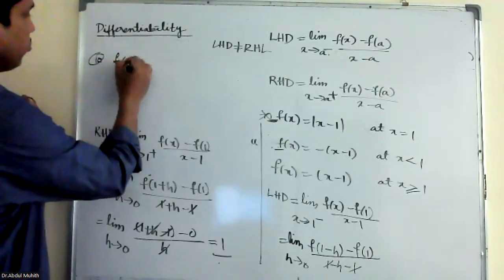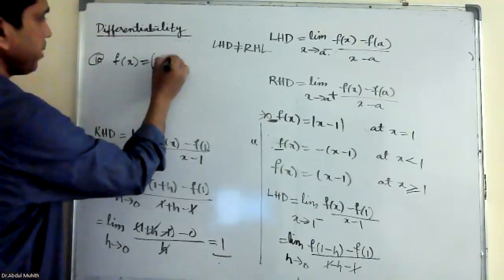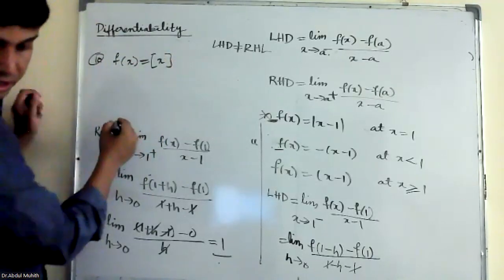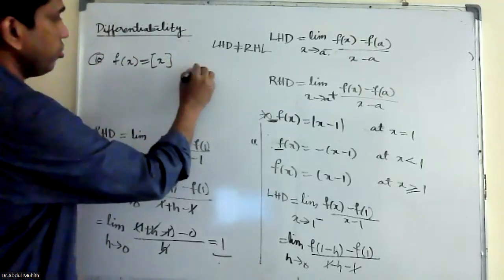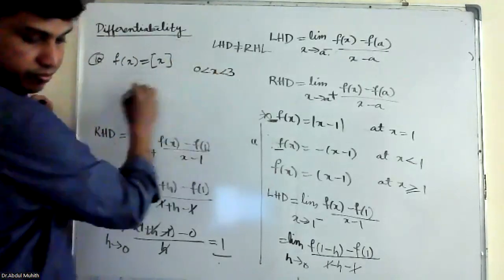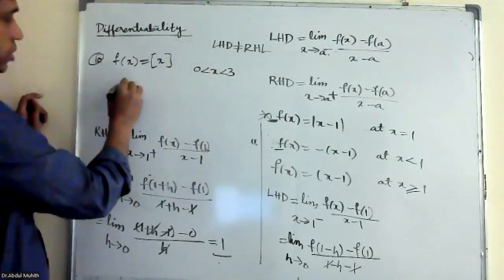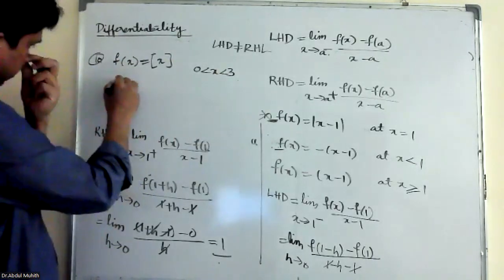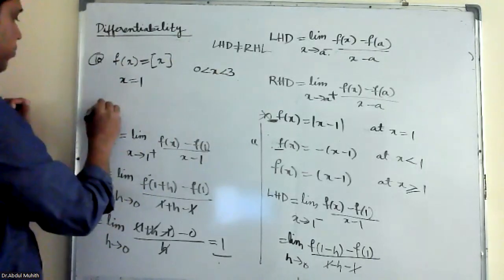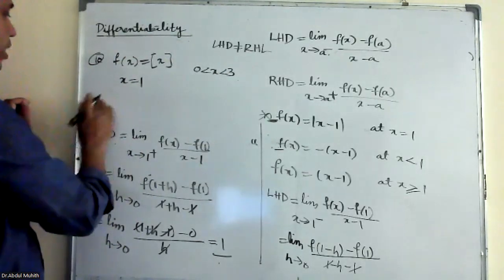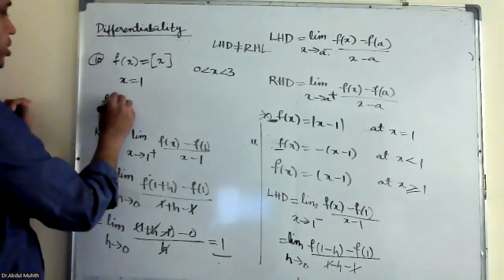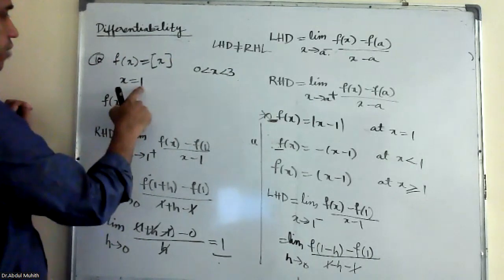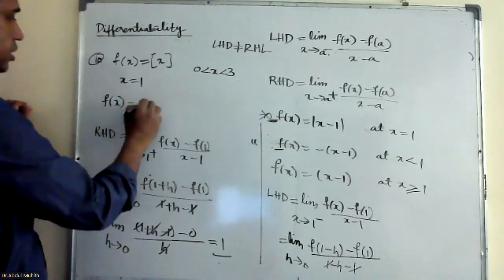This is the 10th question. F of x is equal to what? I'll write only step x for you. Step x means the integer part of x. So 0 less than x less than 3, not differentiable at x is equal to 1. When x is less than 1, f of x is the integer part of x, so the answer will be 0, right?